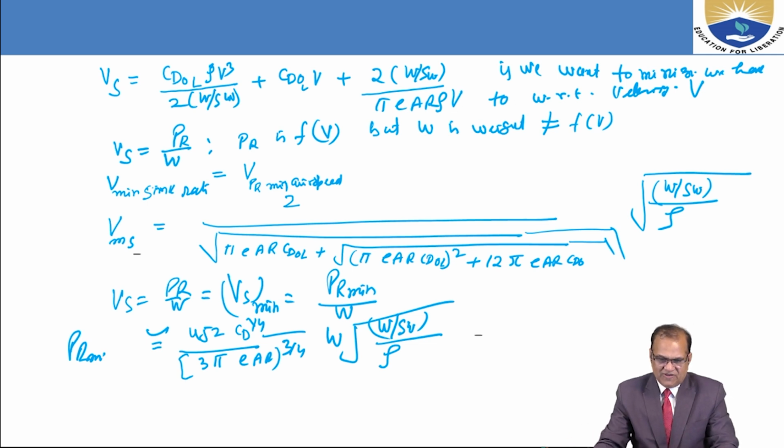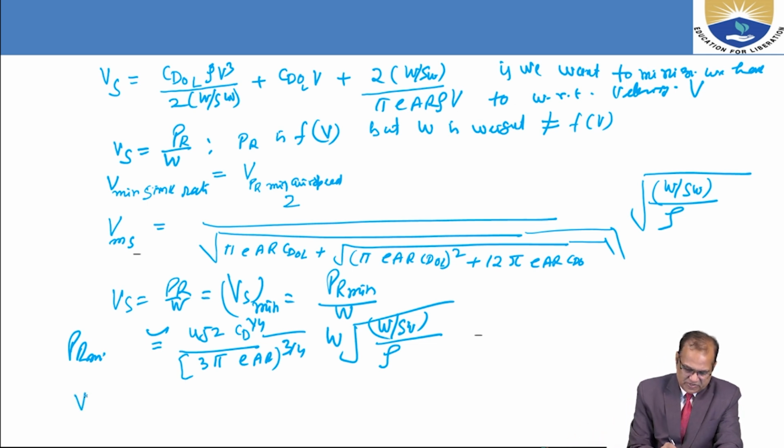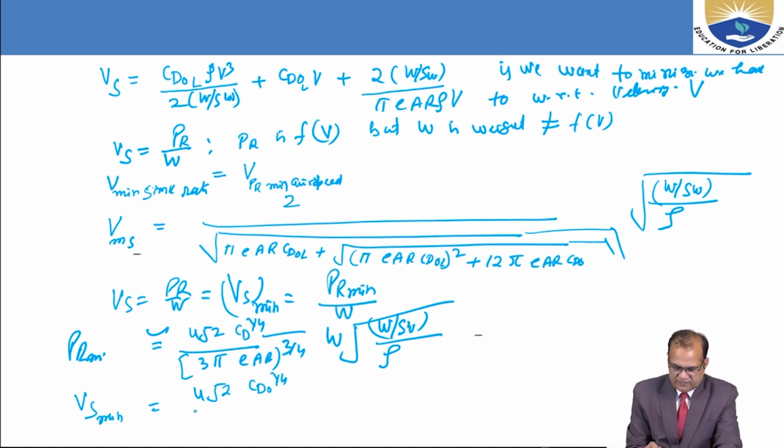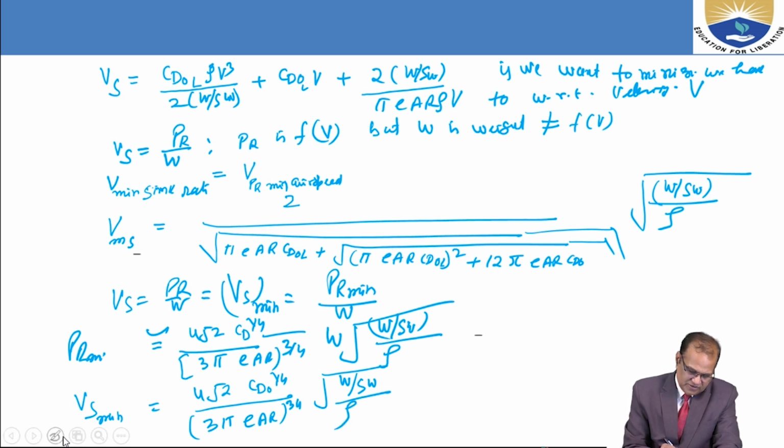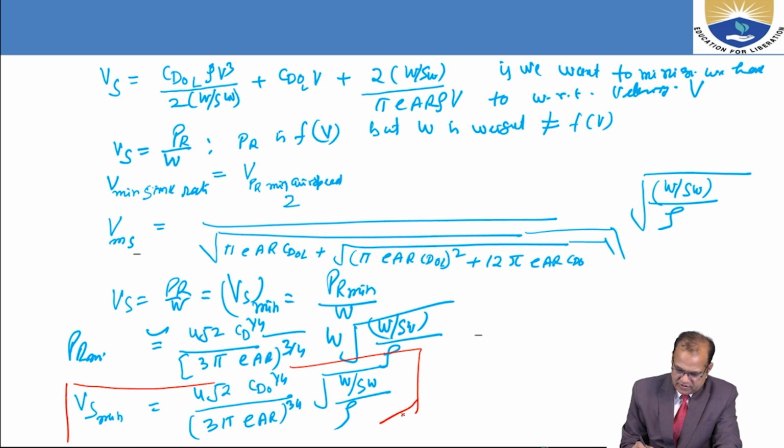So we will get the Vs minimum. Vs minimum is equal to 4 under root 2 CD naught to the power 1 by 4 divided by 3 pi E aspect ratio to the power 3 by 4, under root W by SW divided by rho. So this is the equation for minimum sink speed.